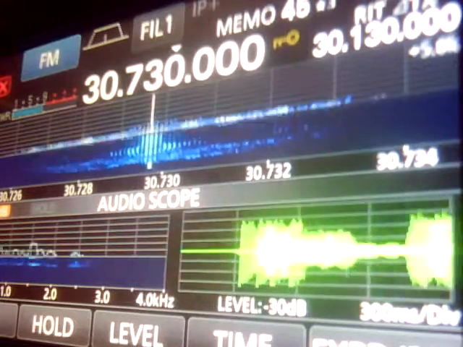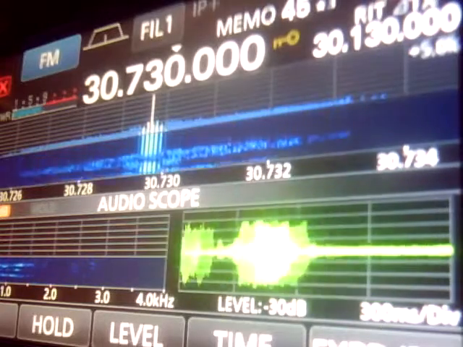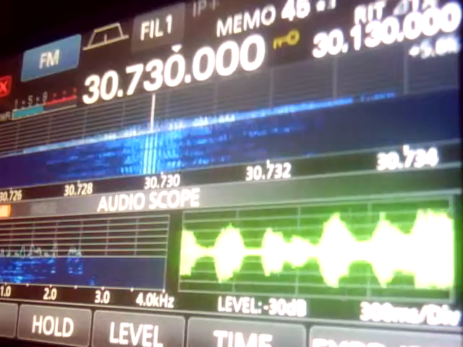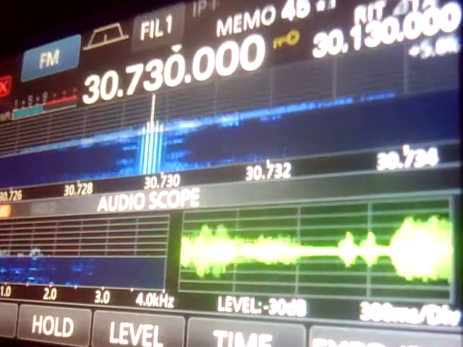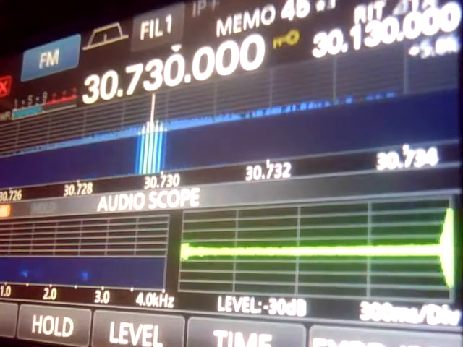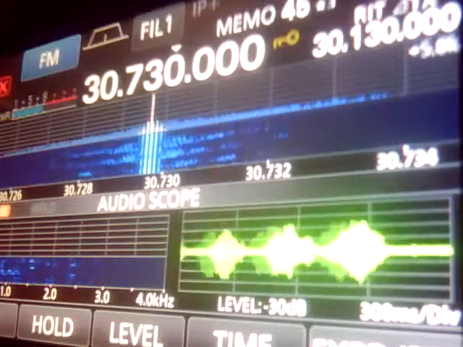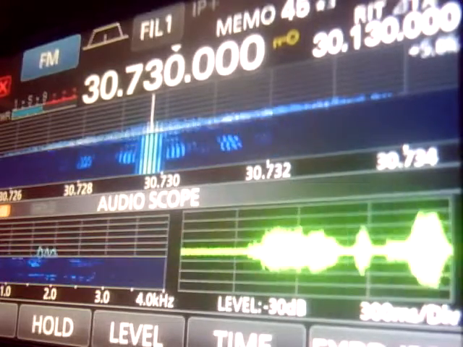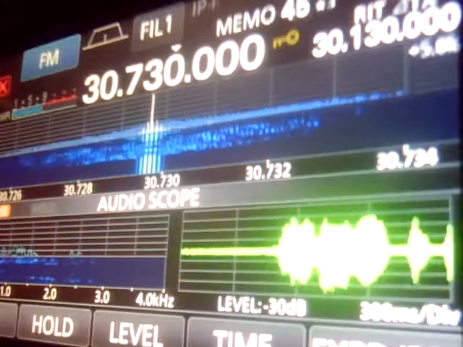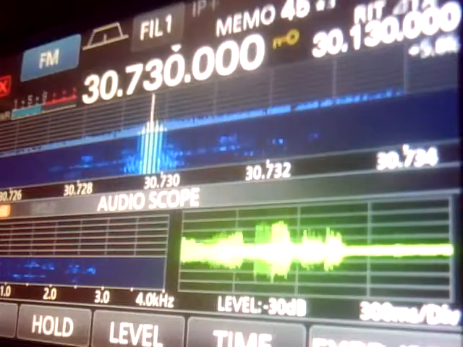Hey, that means it's back to me. Anyway, so the question was, what is the formula for converting frequency to approximate wavelength in meters? The correct answer is answer D. Wavelength in meters equals 300 divided by the frequency in megahertz.